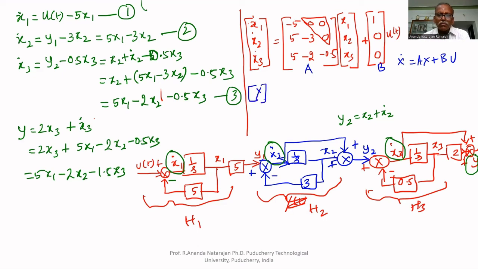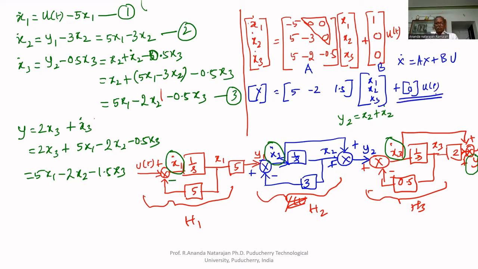The y matrix is equal to 5, minus 2, 1.5 multiplied by x1, x2, x3. The D matrix is 0. No need to write this. That's all. This is the state model of the cascade form.